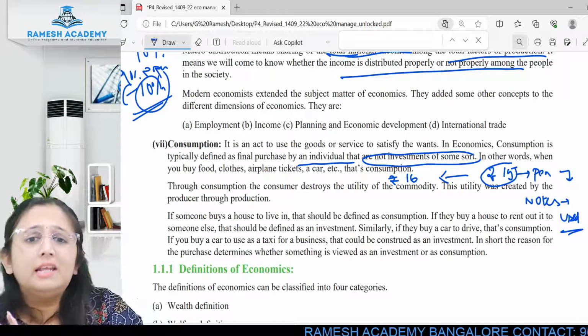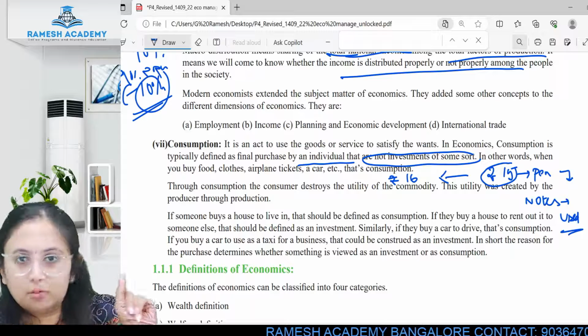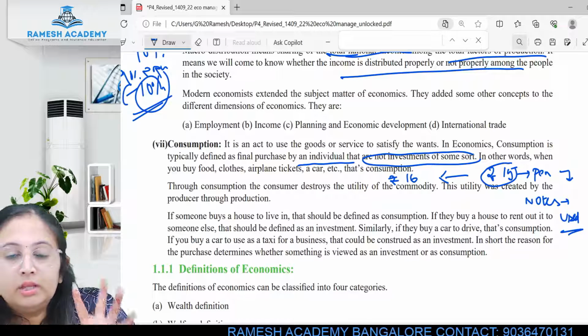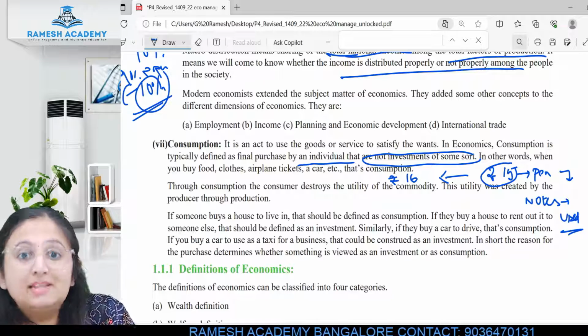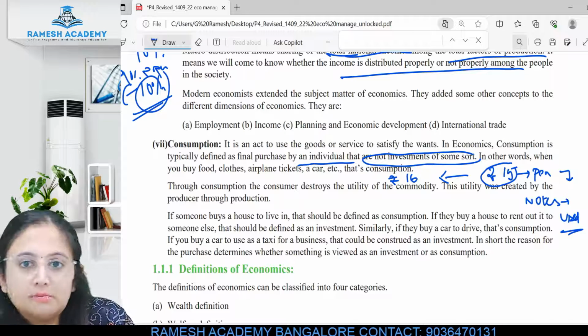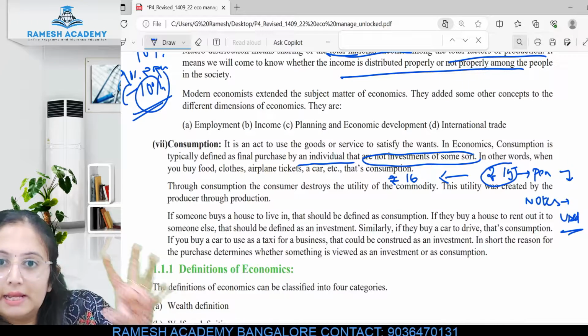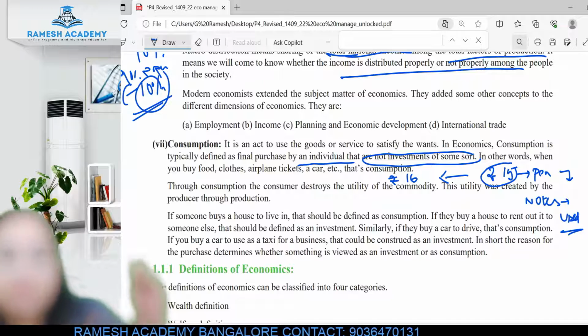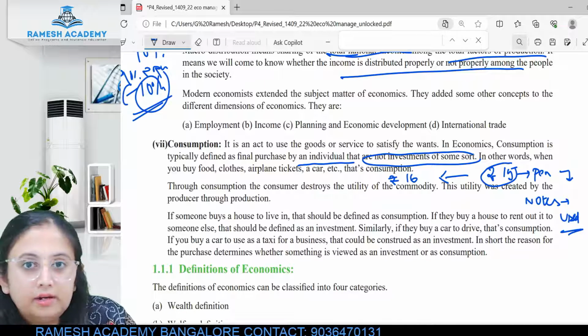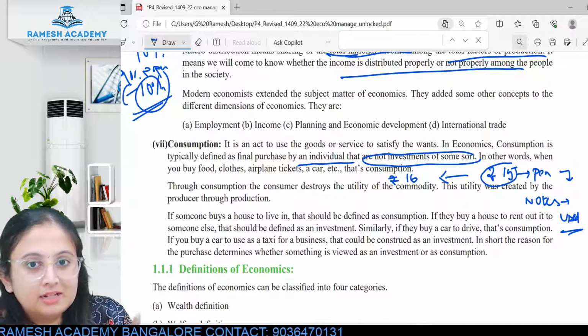I am not earning anything out of it. See, I have 5 lakh rupees in my account. If I keep a fixed deposit, it is an investment. It is not a consumption. I will be getting interest, and I am increasing that amount. If I am keeping it as an FD, that is an investment.